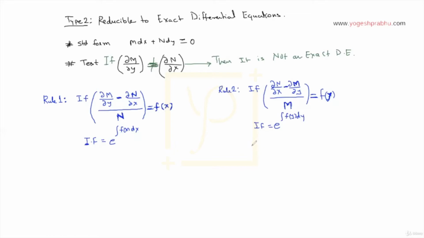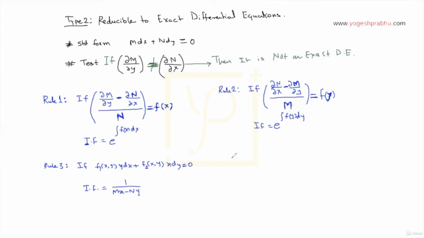Now we have 2 more rules, but rule 3 and rule 4 are slightly different, and they directly give you the integrating factor. Let me explain what I mean. Rule 3 says, if you have a format which is f1(xy) times y dx plus f2(xy) times x dy, you will understand this better when we solve a problem. If this form comes, then we can directly write the integrating factor like this: 1 upon Mx minus Ny. Here we get the integrating factor directly.